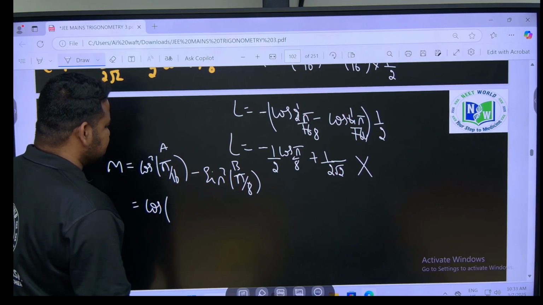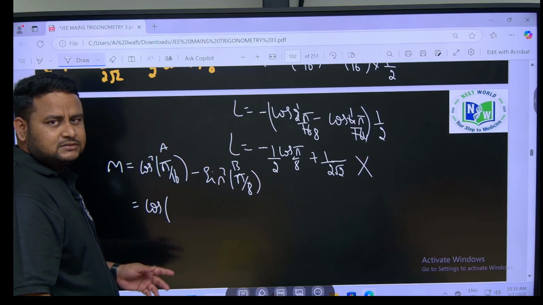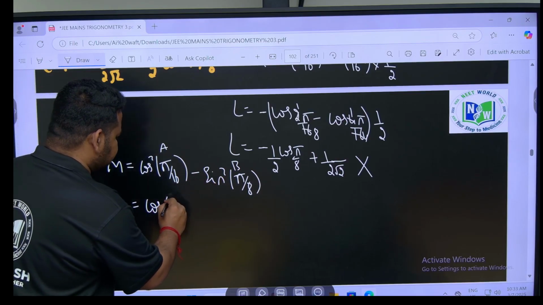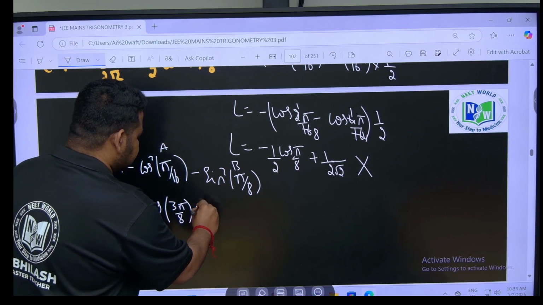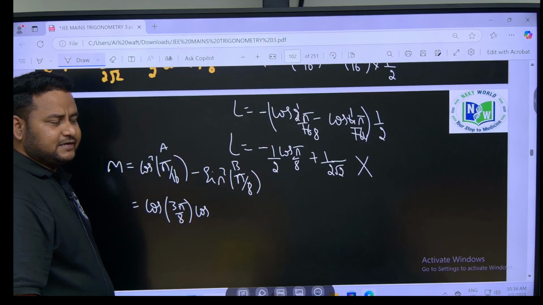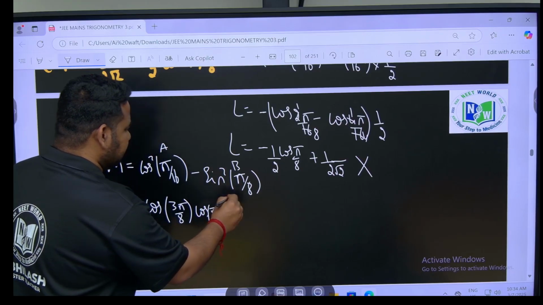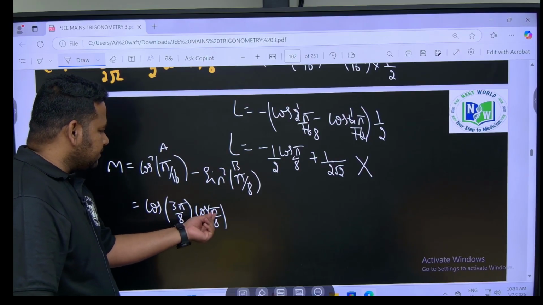So cos of pi by 16 plus pi by 8 is what? Pi by 16 plus pi by 8 is nothing but cos of 3 pi by 8. Next, cos of pi by 16 minus pi by 8 is cos of pi by 8. Okay, you will get it as pi by 8, that is 2 pi minus pi by 8 is nothing but pi by 8 only, cos of pi by 8 only.